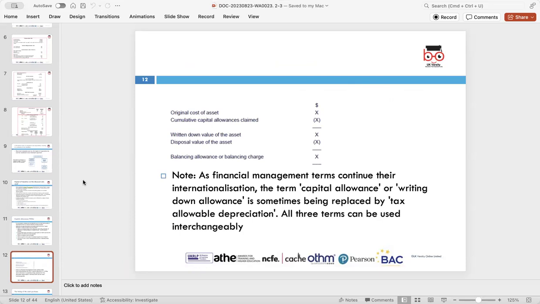So in tax accounting, when businesses purchase assets, they often claim capital allowances, or writing down allowances, to deduct the cost of these assets from their taxable profit over time. As you can see here: original cost of the asset, cumulative capital allowances claimed, written down value of the asset, and disposal value of the asset. Financial management terms continue their internationalization. The term capital allowances or writing down allowance is in some places being replaced by tax allowance depreciation. So all three terms can be used interchangeably.